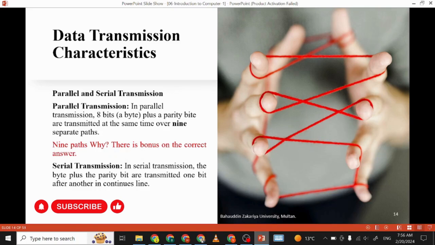Parallel and serial transmission. In parallel transmission, 8 bits of a byte plus a parity bit are transmitted at the same time over 9 separate paths. 9 paths, why?